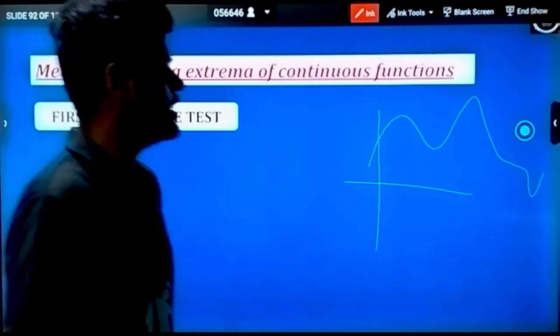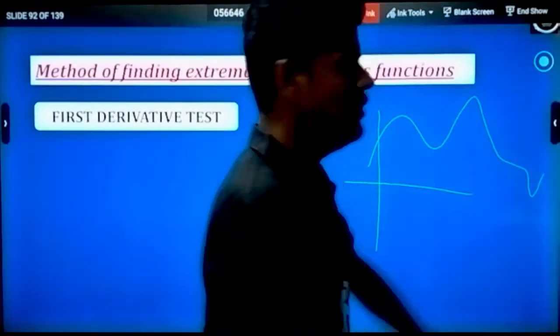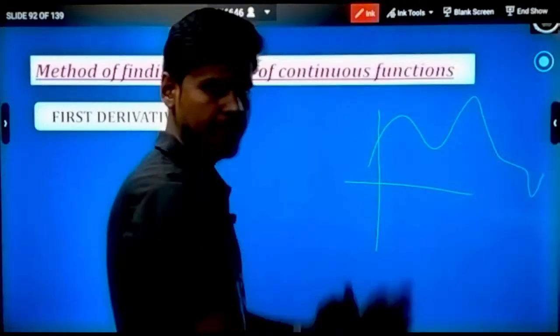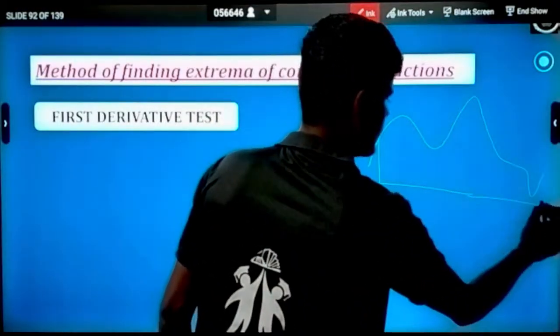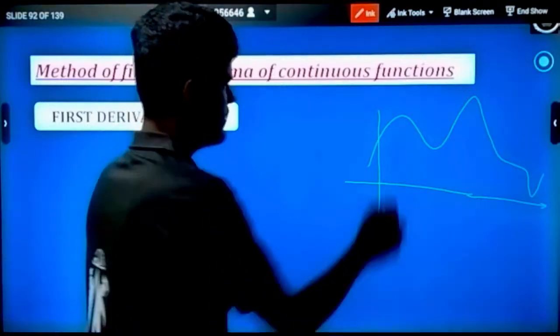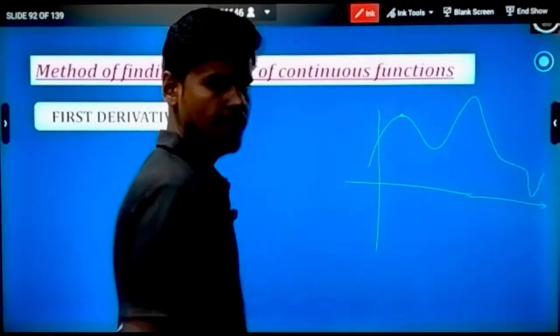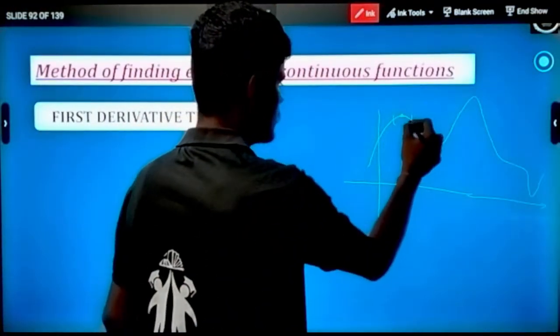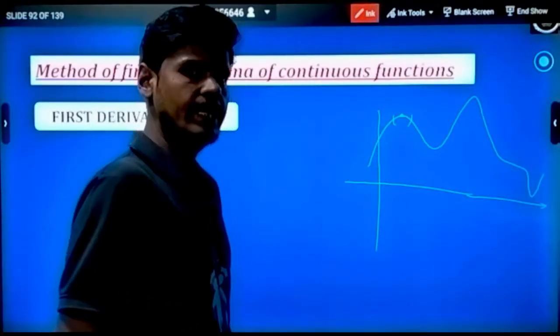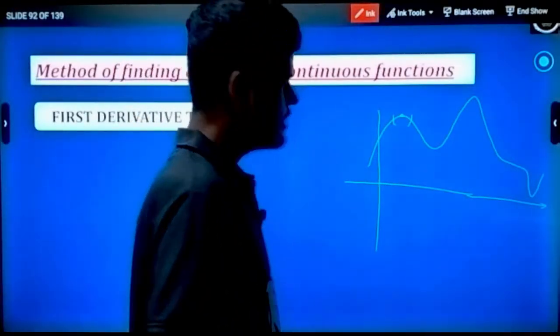Now which is the maxima or which is the minima point of this curve? Obviously in the neighborhood, in the interval that is defined for this curve, whichever point has the maximum value will be a local maxima. So this is a local maxima in its neighborhood. In the neighborhood of this point, this value is maximum. That is the definition of maxima or minima.